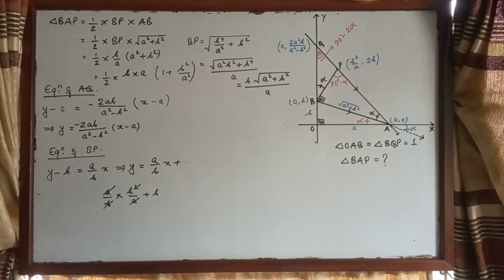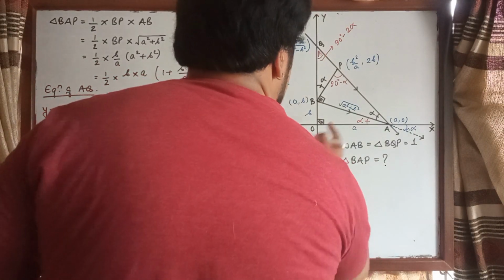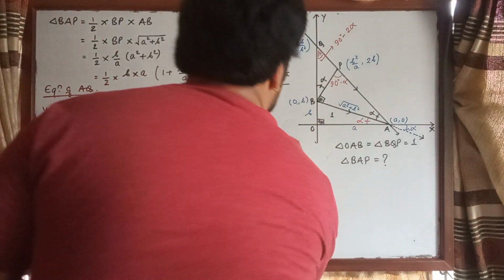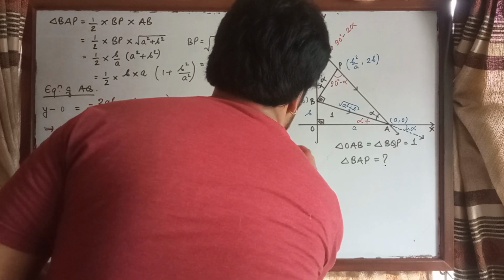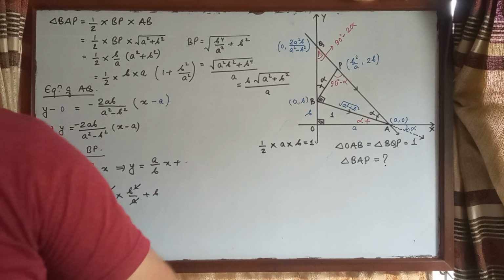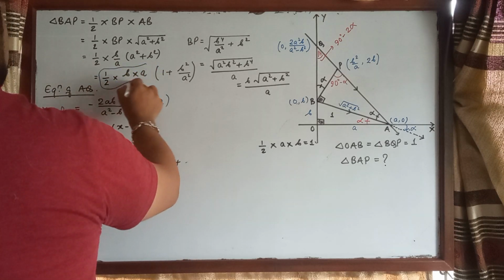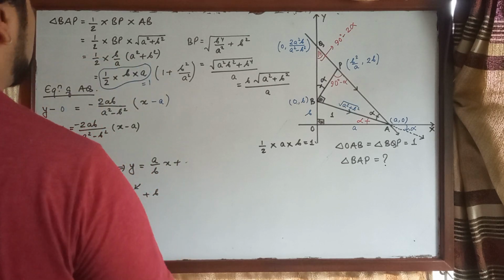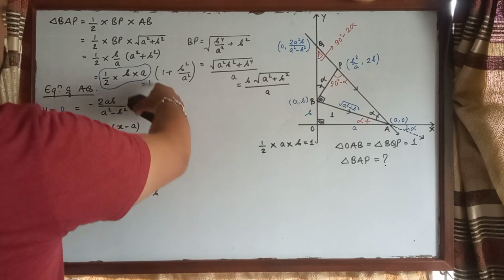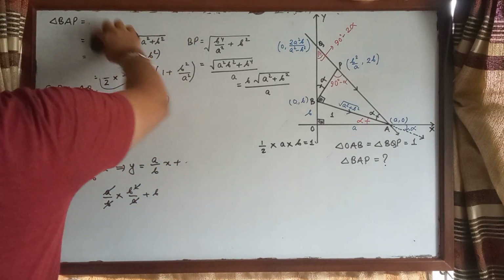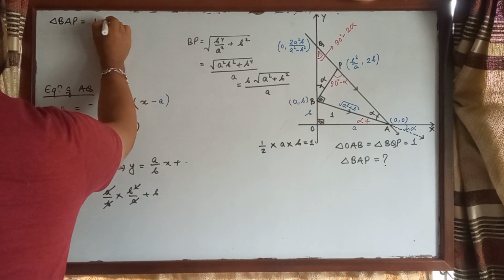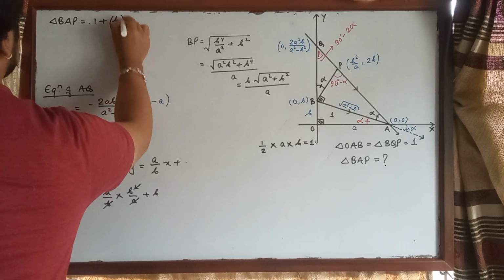Now if you look carefully, this triangle had an area of 1, so half times a times b will be equal to 1. So this part right here is equal to 1, and therefore the area of triangle BAP will be equal to this much, which is 1 over 1 plus b over a squared.